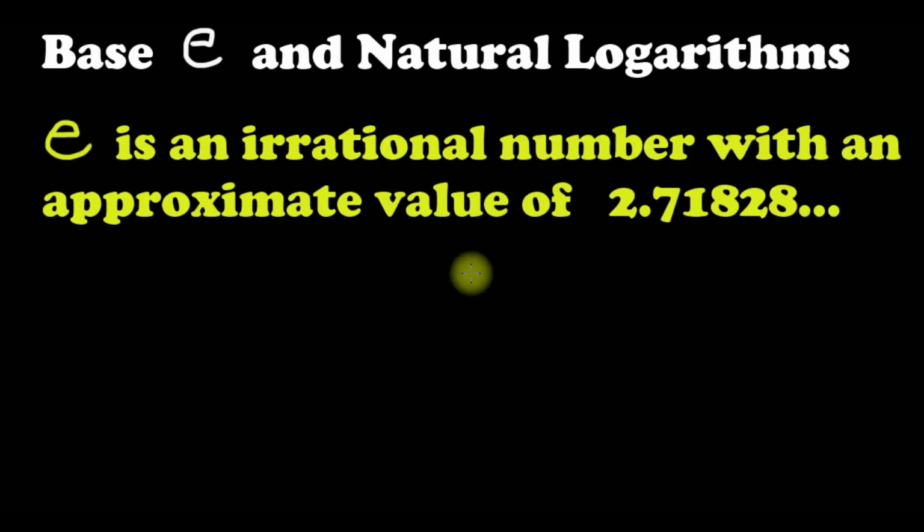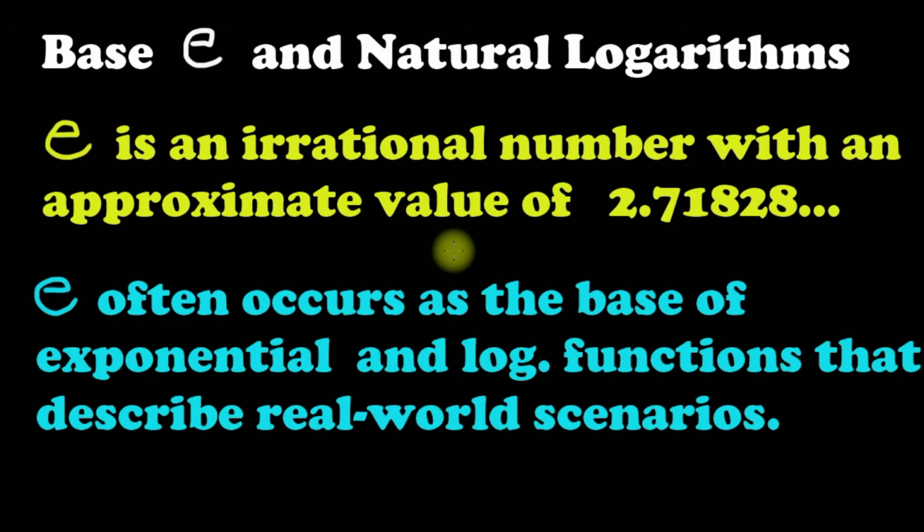Now, the symbol e is a constant, which is an irrational number with an approximate value of 2.71828 and so on. Just like the symbol pi, which is about 3.14159 and so on, e is similar to it. It's just a constant with the approximate value of 2.71828. E often occurs as the base of the exponential and log functions that describe real-world scenarios.